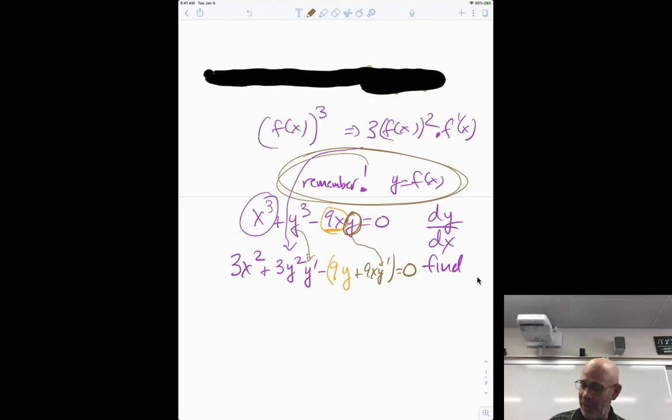So what we're going to do, we have 4 terms, 1, 2, 3, 4. 2 of them have a y prime, 2 of them don't. This is just algebra. So we're trying to find y prime. What we're going to do is keep the y primes on one side and the other things on the other side. Doesn't matter which side you go to. So I'm going to leave the y primes here.